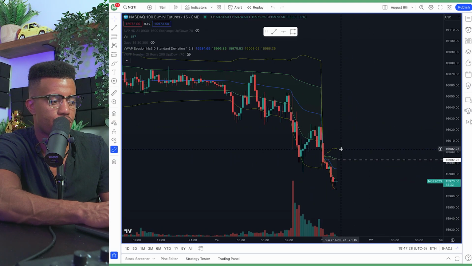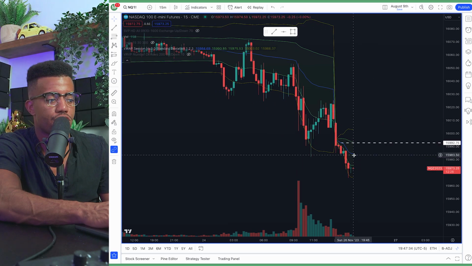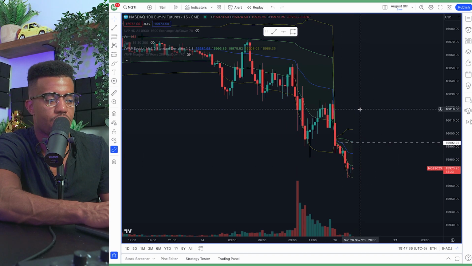So we have the 1 band and the 2 band. As you get further standard deviations away from the average, we should expect less of the price action there, which is why they are good levels to take trades off of.